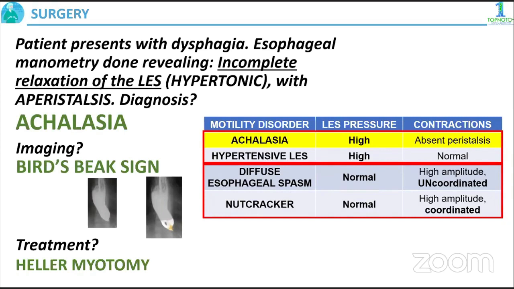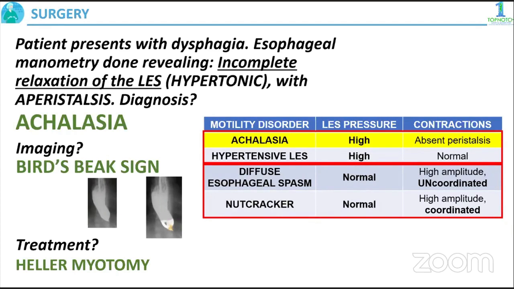The peristalsis there is normal because it's just hypertensive LES, right? However, if there's peristaltic dysfunction, if there's absence of peristalsis, then that's already achalasia, right? Tense LES, it's either hypertensive LES or achalasia. If it's just a tense LES, it's hypertensive LES. If there's absence of peristalsis, it's also achalasia, right?